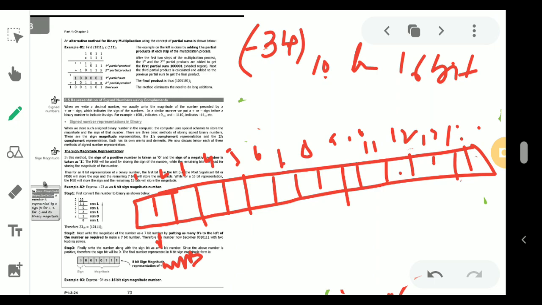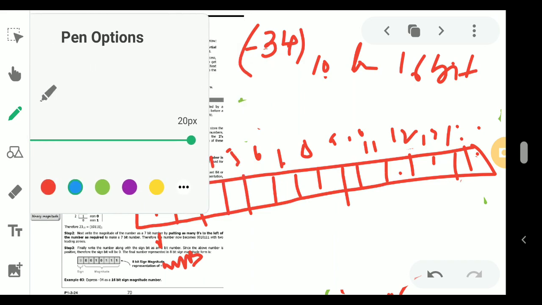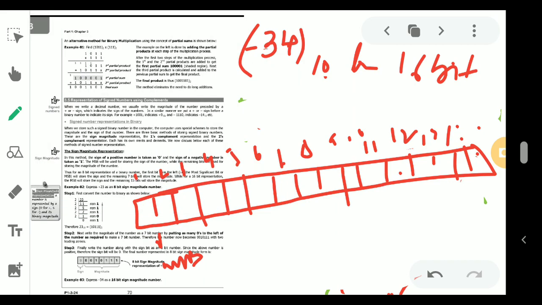So what is the answer? The answer is 1,000,000. So let's start from the top digit, that is 1. The answer is 1,000,10. So last 0. I'm changing the color of the ink, that will be easier. So the last one is 0, and then it is 1.